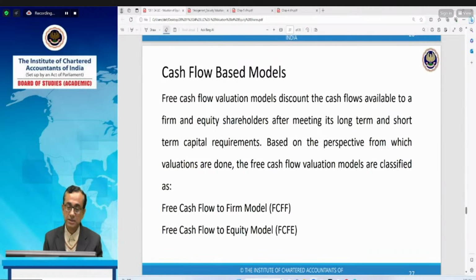I will be taking today's lecture on valuation of equity shares. In my previous lecture, I discussed various concepts of valuation of equity shares. Today, I will be taking the assignment portion. Before that, some portions have been left, that is cash flow models, enterprise value.